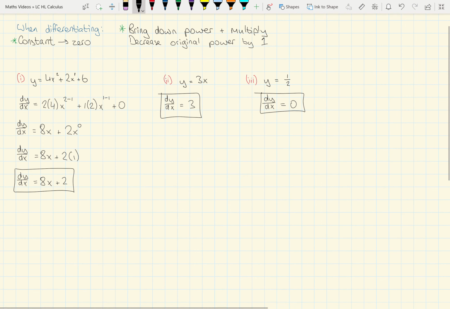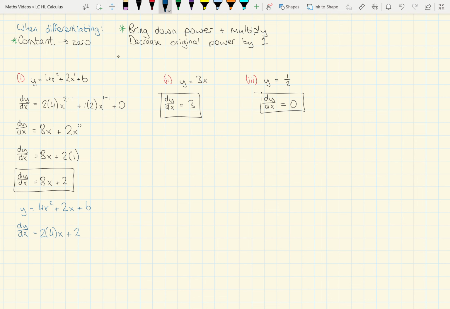So now if we come back and look at part 1, maybe a slightly quicker approach to it. We have y equals 4x squared plus 2x plus 6. dy dx will equal, bring down the 2. 4 stays where it is, x stays where it is. That 2 minus 1 just becomes 1. Plus 2, we know this x will be reduced to 0. And our constant becomes 0. And then just to tidy up at the end, 2 4s are 8x plus 2. And that's us done.